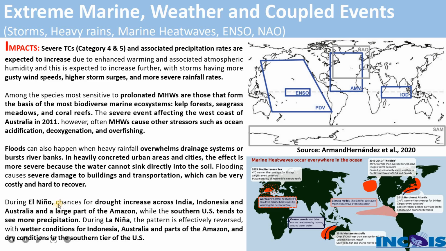Similarly, the reverse of the El Nino pattern is what we call La Nina. In this La Nina time, what will happen? Weather conditions for Indonesia, Australia, and parts of the Amazon reverse, and similarly there are some dry conditions in the southern tier of the United States. So during El Nino time, droughts increase across India, Indonesia, Australia, and large parts of the Amazon, right? But this pattern will be reversed during La Nina time in the same locations. That is the reverse pattern during El Nino and La Nina, right?